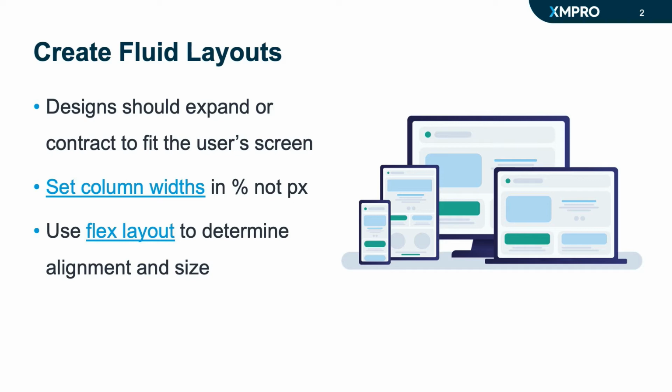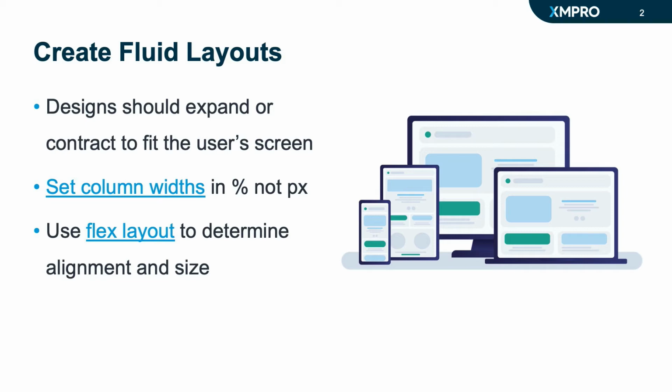Well, let's say you make a column that's 1,000 pixels wide and your tablet only has 964 pixels of real estate. Well, the content on your screen will get cut off. And this is definitely not going to give your user a good experience.